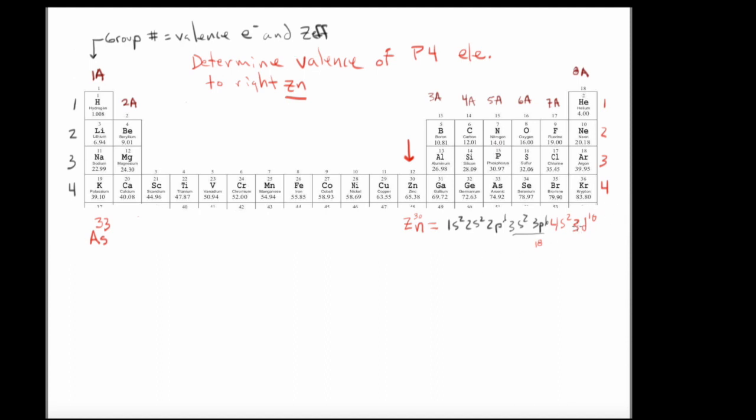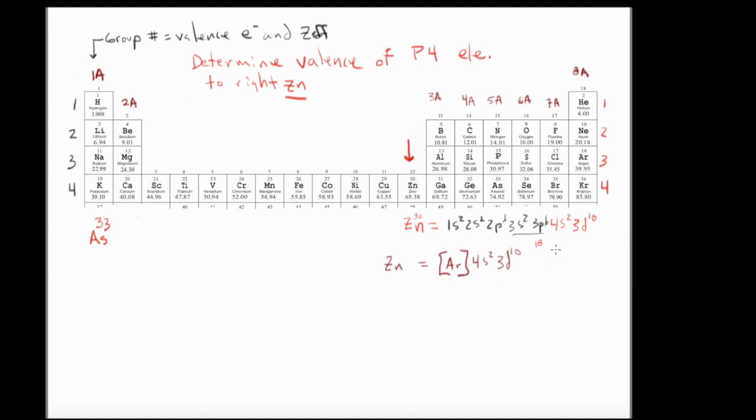Now, in the previous video, we talked about the simplified notation using a noble gas, and so we'll just do that quickly here. We're going to put argon in here, which is 18 electrons. Then we're going to have the 4s2, and then we're going to have the 3d10. So this is equivalent to the full configuration.